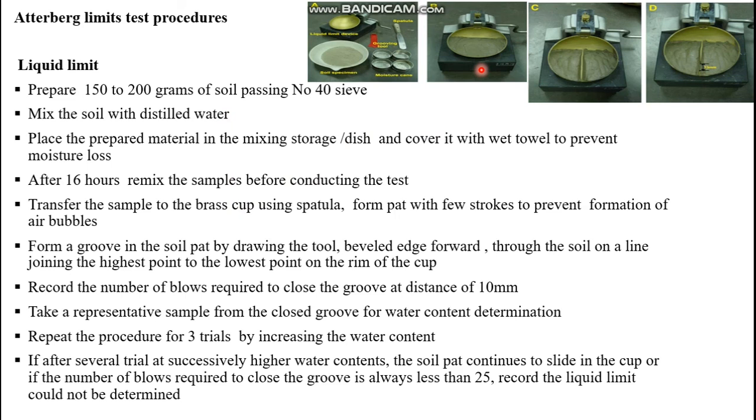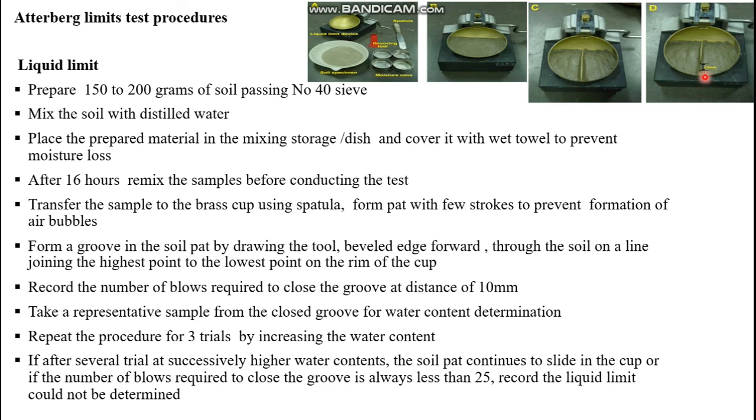So in order to not create air bubbles, you have to use smooth, few strokes. Then you have to form a groove from the highest point to the lowest point on the brass cap, and you let the rotation of the brass cap commence. So the number of blows required to close the groove at about 10 to 30 millimeters is counted.